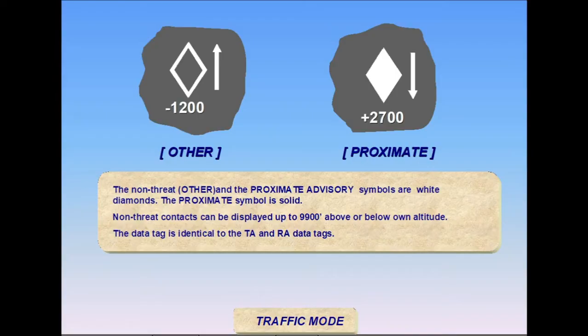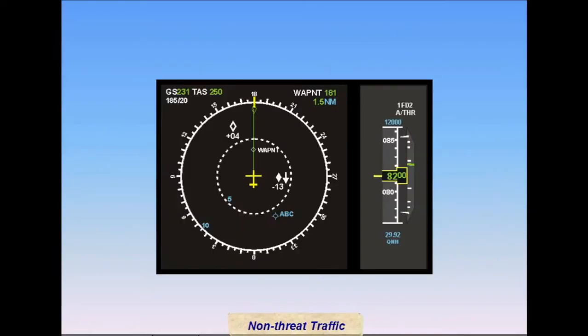Proximate traffic represents non-threat traffic within 6 miles of your own aircraft and is displayed concurrently with TAs and RAs to improve situational awareness. PAs are solid diamonds to increase visibility. Proximate advisory symbols, PAs, are displayed for non-threat aircraft within 6 miles laterally and 1,200 feet vertically.